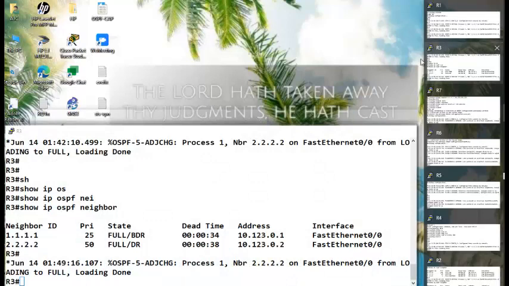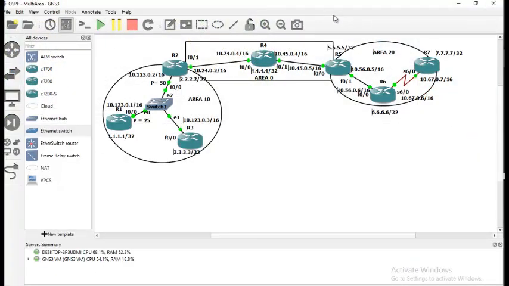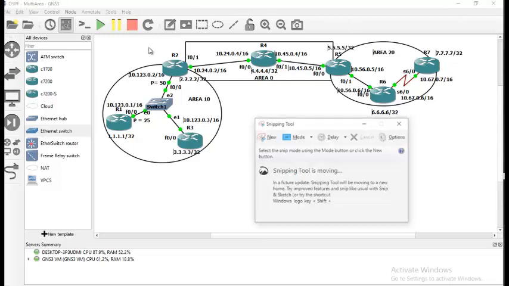Sir, question. Yes, please. When you cleared the routes, did you do it on R4 or R2? I did it on R2. If you do it on R4, how will there be a re-election? R4 is not at all a DR. It was BDR. Now if I do it on R4, then there will be a re-election in that segment between R2 and R4. But election happens for each segment.